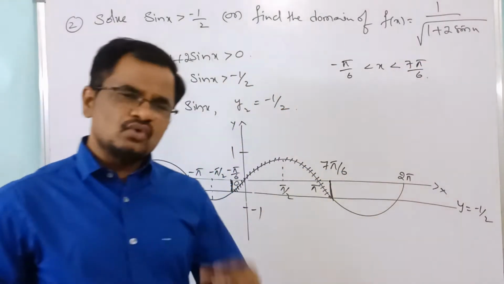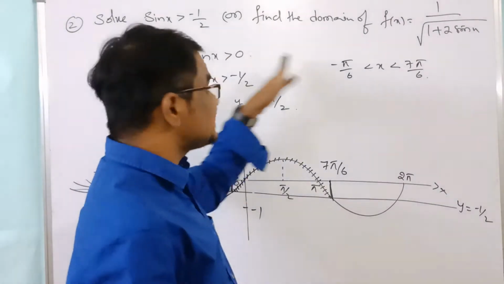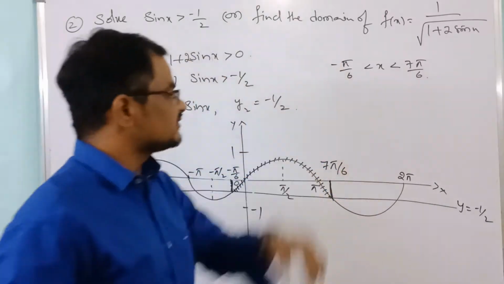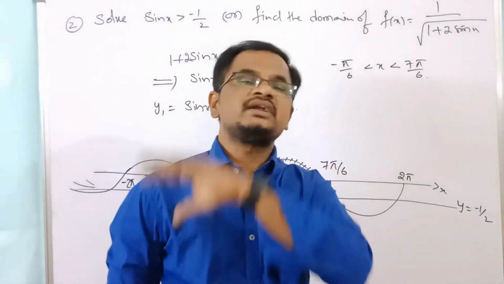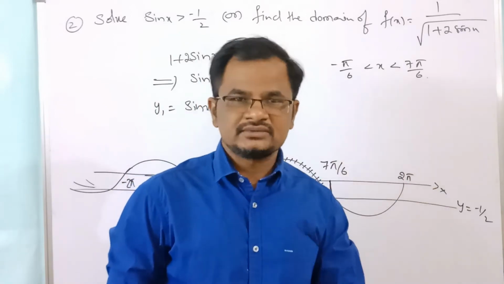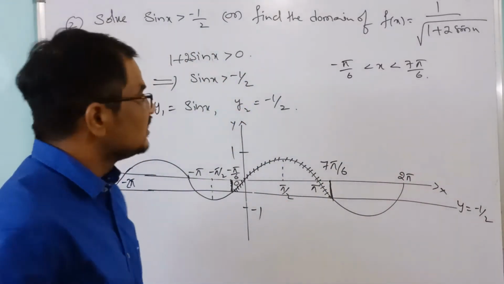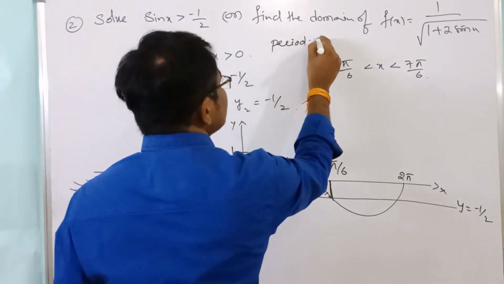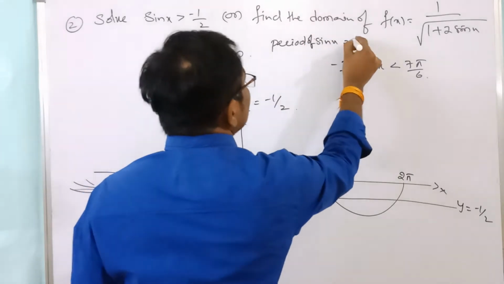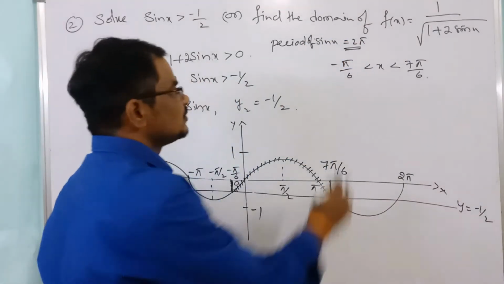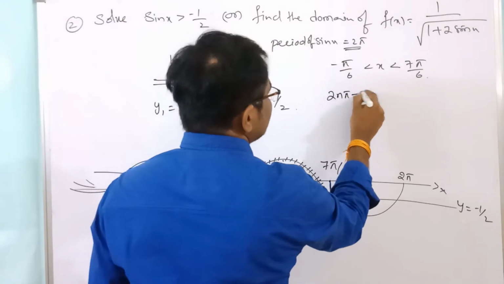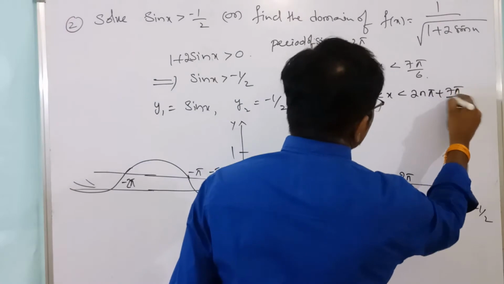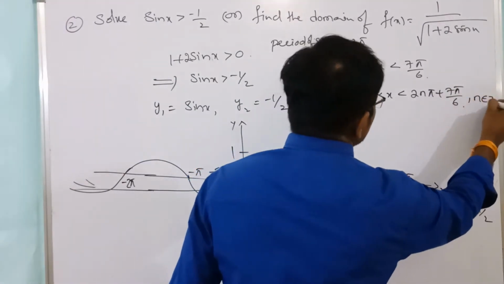So like this, is there only one interval where sin x is greater than minus 1 by 2? No, infinitely many intervals are there. But how to find all those intervals? With the help of the period of sin x, right? Now here also, what is the period of sin x? 2 pi, right? So 2n pi minus pi by 6 less than x less than 2n pi plus 7 pi by 6. Here n belongs to integers.